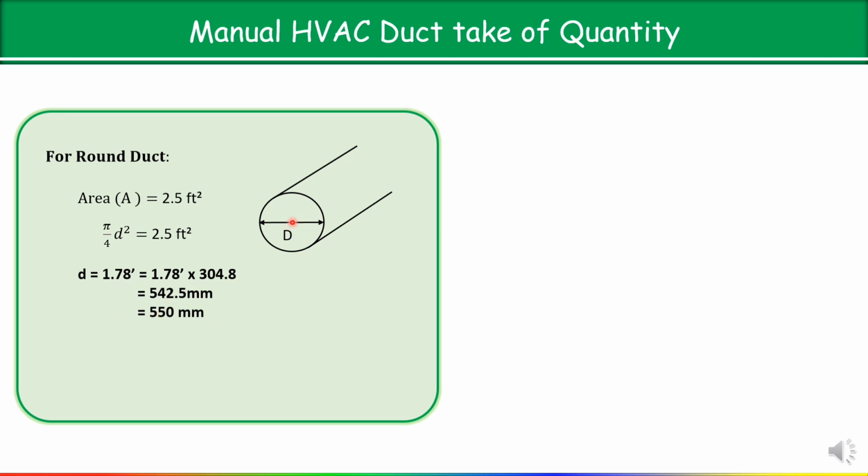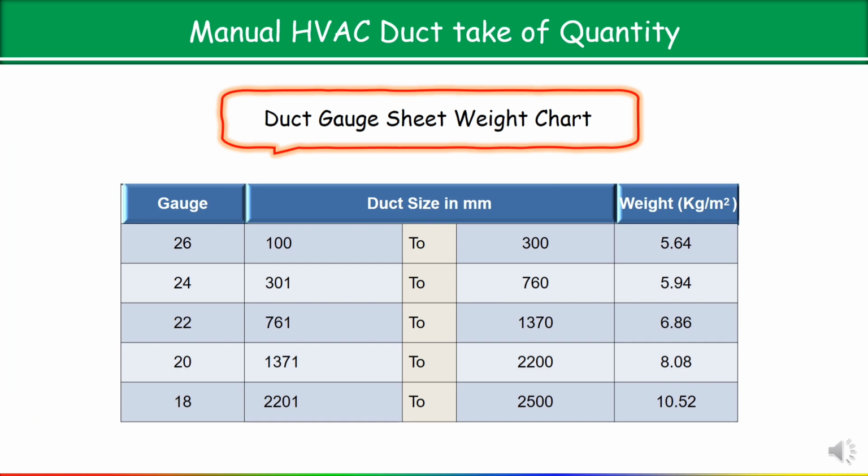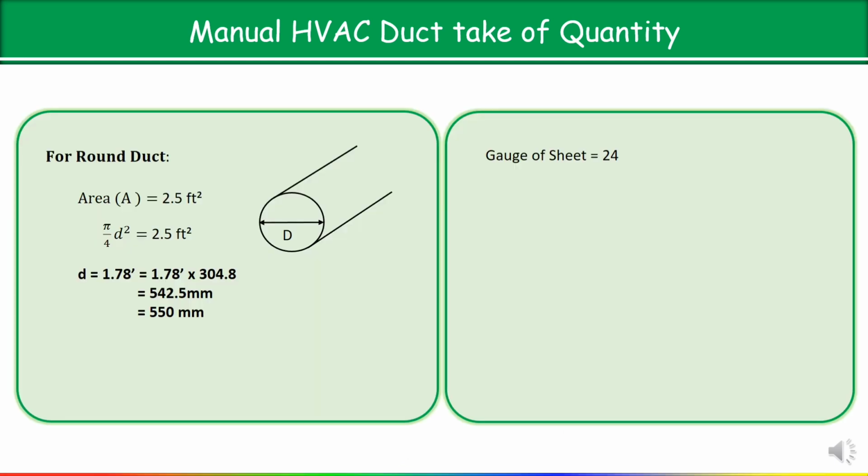It means if you are going for a duct of size 550, and I ask you to tell me the gauge of sheet, it is simply 24. Because here the size is coming 550, and you can see in this chart, if your size is between 301 to 760, how much gauge sheet? 24, and the weight of the duct is 5.94. So here I am writing 5.94 kg.